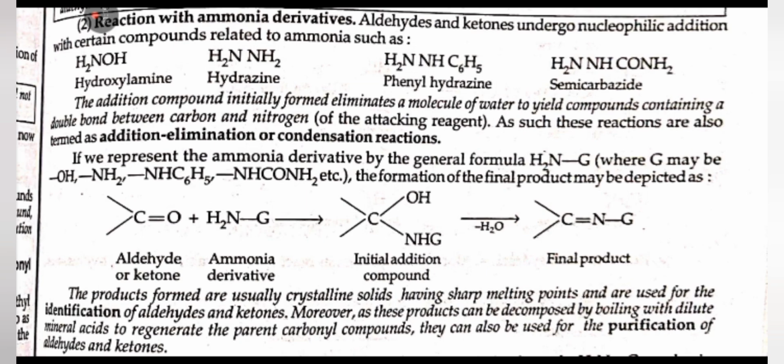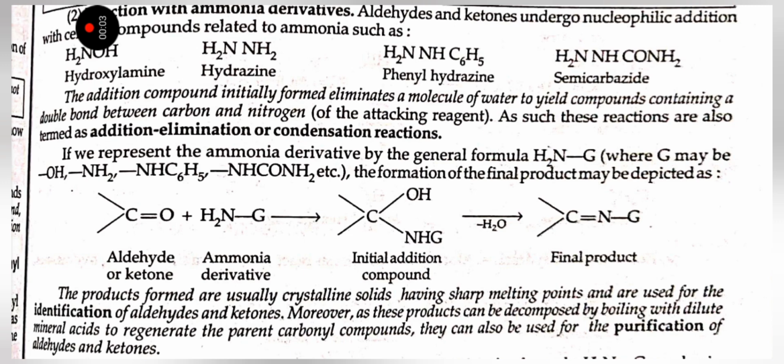nitrogen. As such, these reactions are also known as addition-elimination or condensation reactions. If we represent the ammonia derivative by the general formula NH2G, the formation of the final product may be depicted as: aldehyde or ketone plus ammonia derivative will give the initial addition compound, which gives the final product.